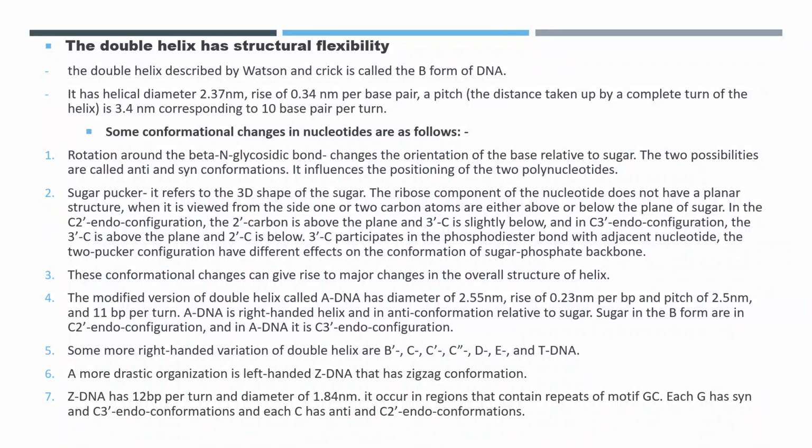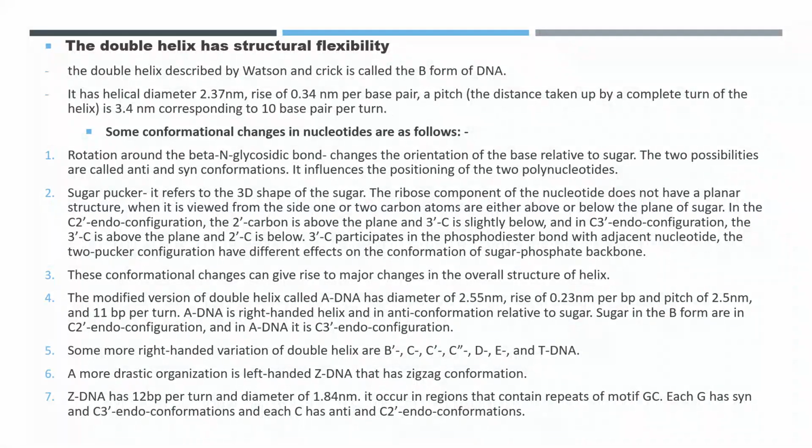First, rotation around the beta glycosidic bond changes the orientation of the base relative to the sugar. The two possibilities are called anti and syn conformations. It influences the positioning of the two polynucleotides. Second, sugar pucker. It refers to the 3D shape of the sugar. The ribose component of the nucleotides does not have a planar structure.